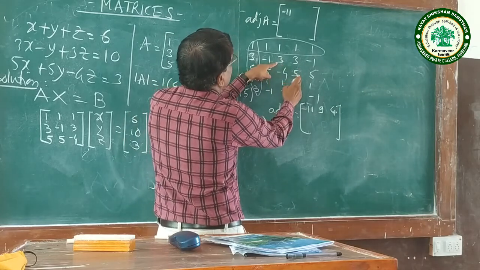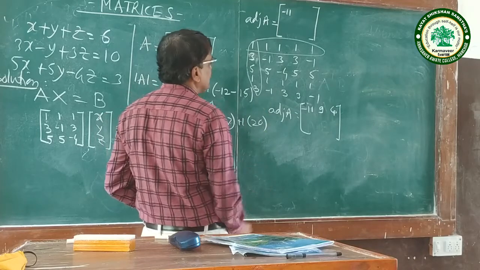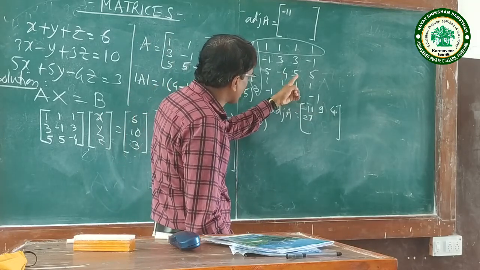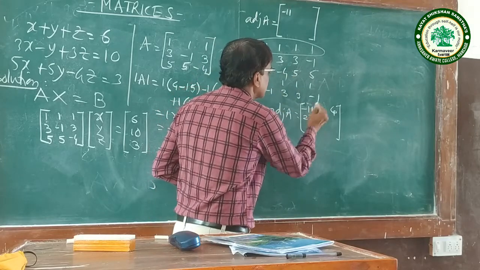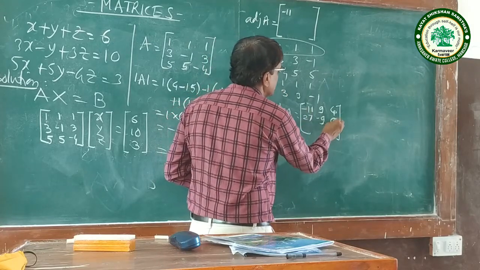3 into 5, 15, minus 3 into minus 4, minus 12, 15 minus 12... 15 plus 12 is 27. Minus 4 into 1, minus 4, 5 into 1, 5, minus 4, minus 5, it is minus 9. 1 into 3, 3, minus 3 into 1, 3, 3 minus 3, it is 0.